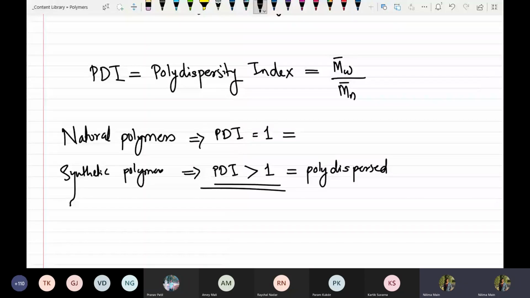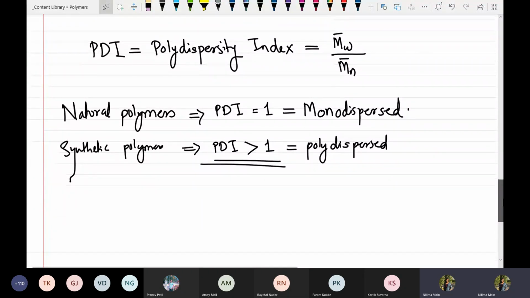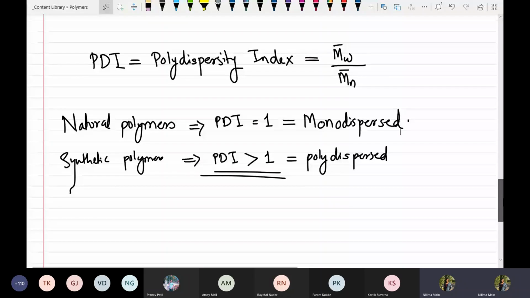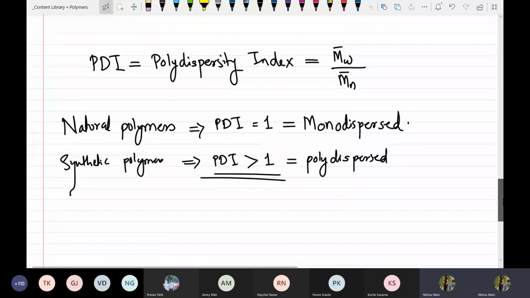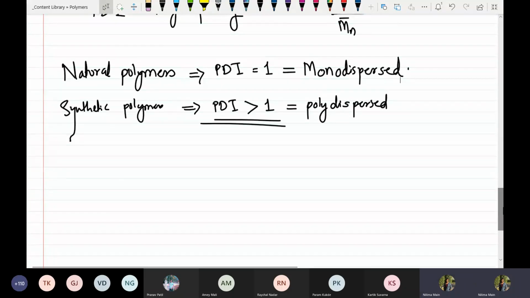Hence, as PDI for natural polymers is 1, we call them mono dispersed. मतलब all the polymeric chains in a natural polymer sample will have same n, small n. So they are monodispersed, but synthetically it is very difficult to control the reaction. You cannot predict कि कहाँ पे वो chain propagation stop होगा, इसलिए mostly they are all polydispersed. Okay, now what is the time?